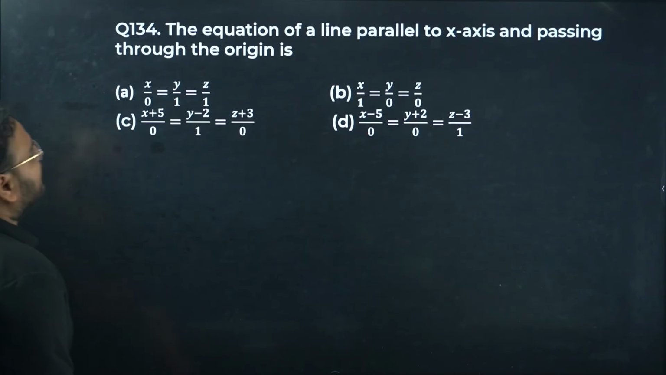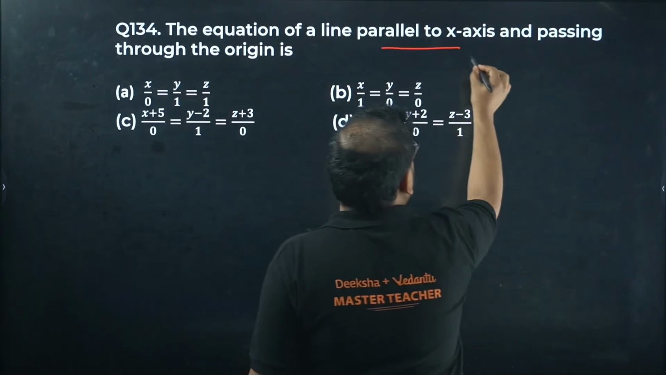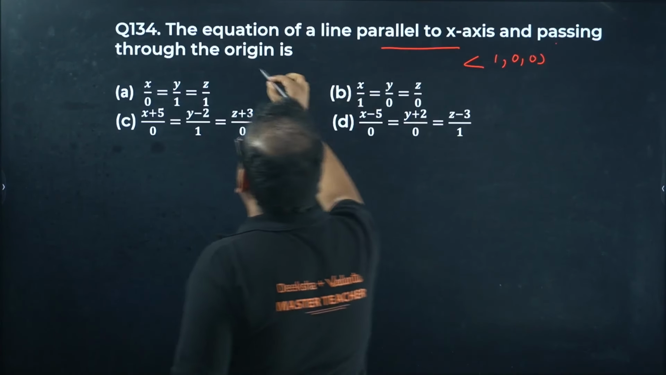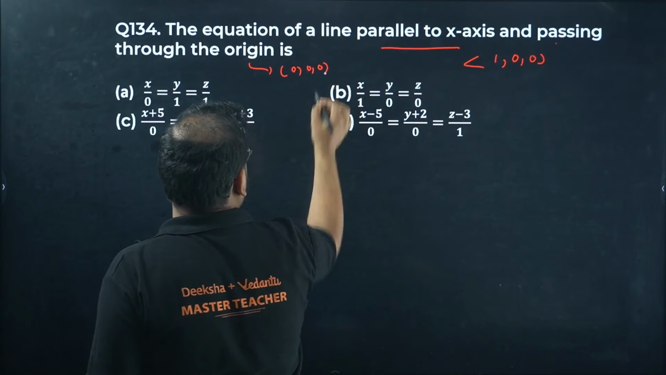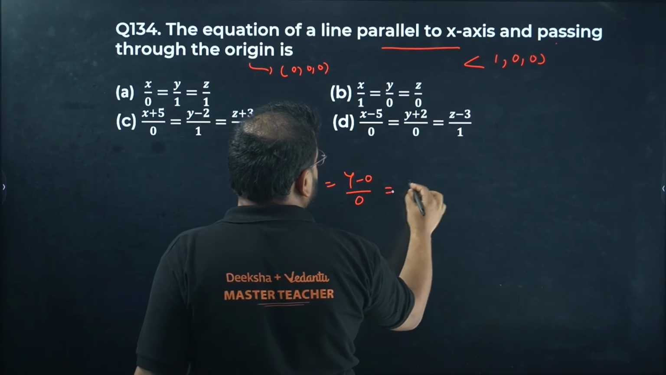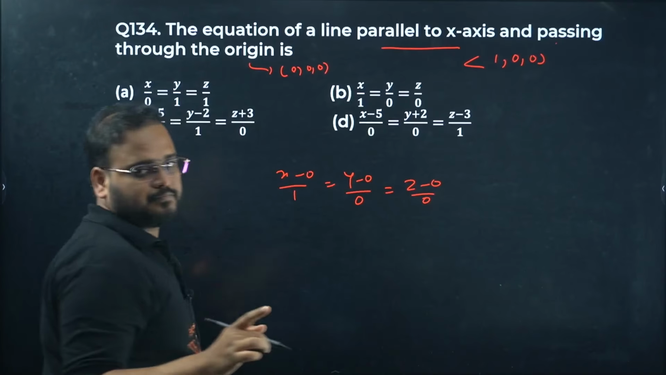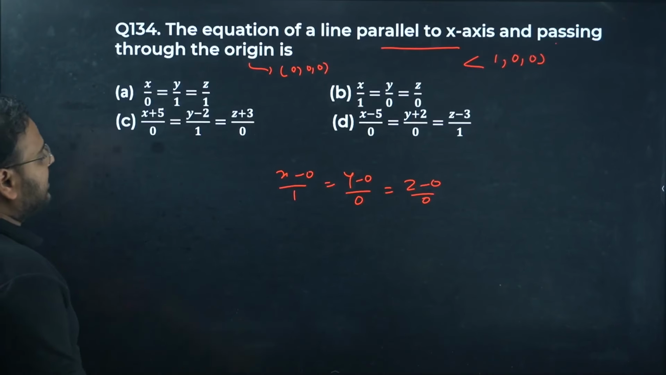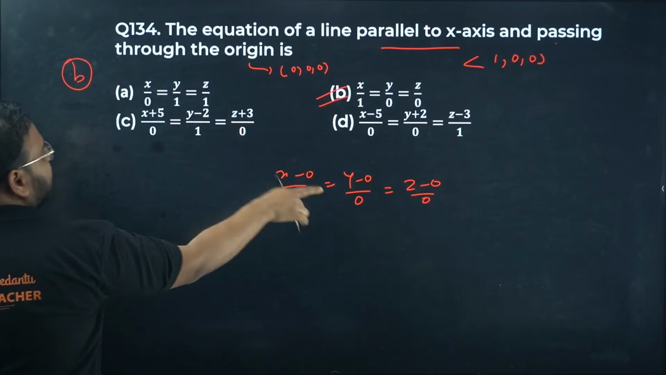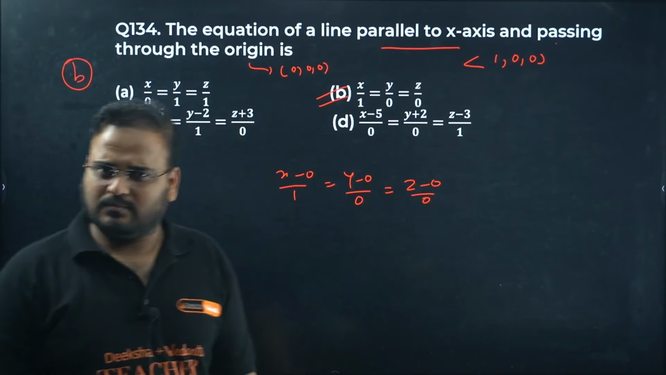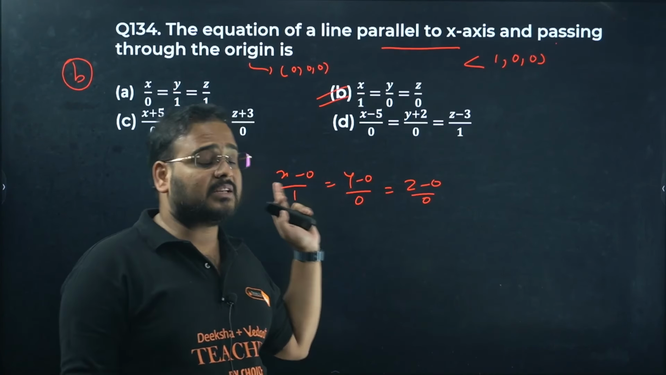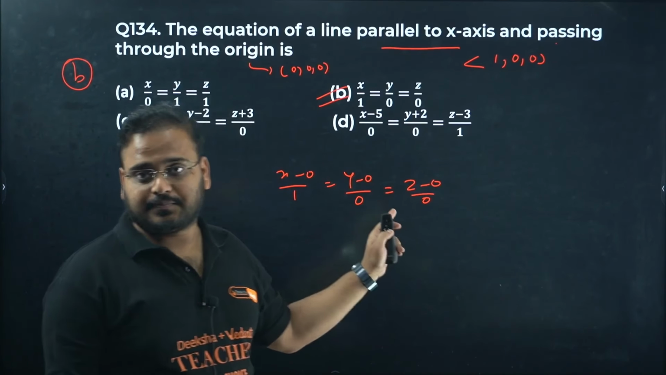134. The equation of a line parallel to the x-axis. Parallel to x, write the DCs. You will have 1, 0, 0. Passing through the origin, write the coordinates 0, 0, 0. Right, x minus 0 upon 1, y minus 0 upon 0, z minus 0 upon 0. The answer is x by 1, y by 0, z by 0. I hope nobody thinks it is undefined, sir. It is by 0, no, right? That is not division by 0. It is the form. That is the coordinate. So that is basically your direction ratios.